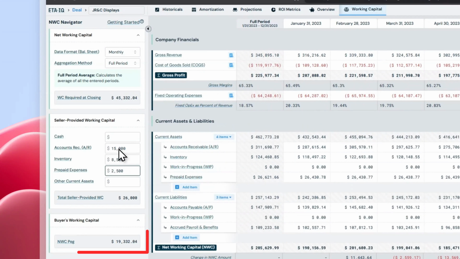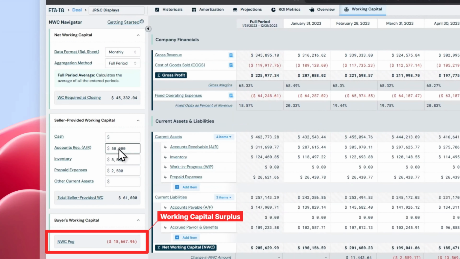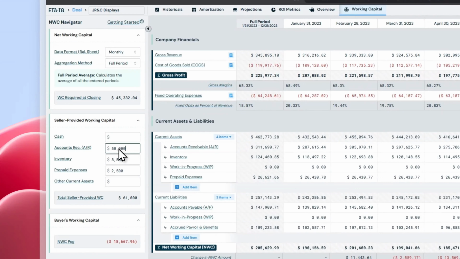If the number is red and negative, that indicates a surplus, meaning the business has more than enough working capital relative to what's required. That's a positive sign from a liquidity standpoint and can sometimes strengthen your position during final diligence or credit committee discussions with your lender. Together, these metrics give you a clear picture of how efficiently cash moves through the business, when and how cash is tied up, when it's released, and what level of liquidity you'll need in order to keep operations running smoothly post-close.